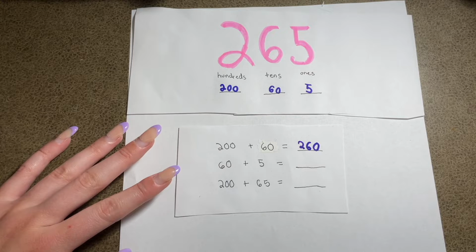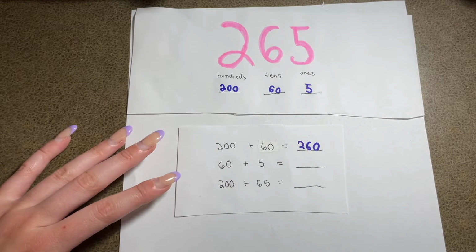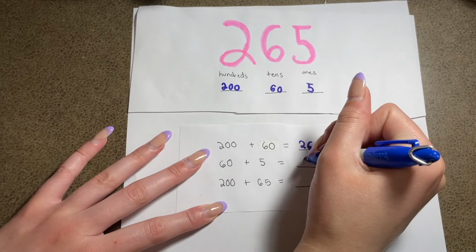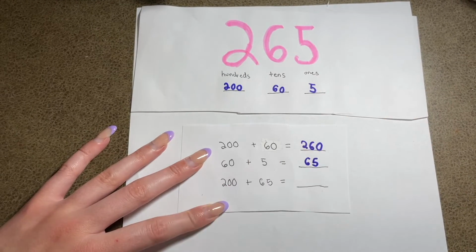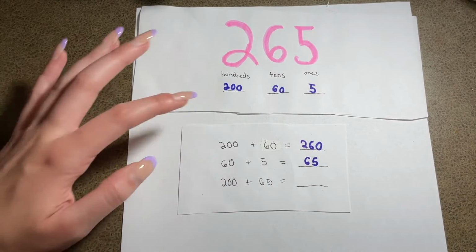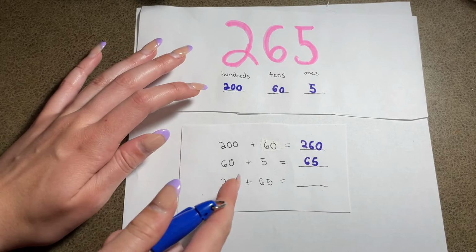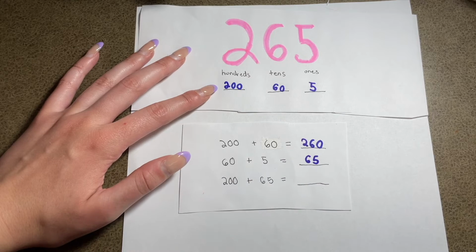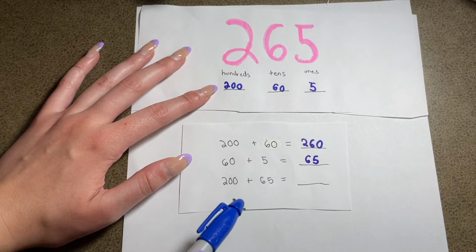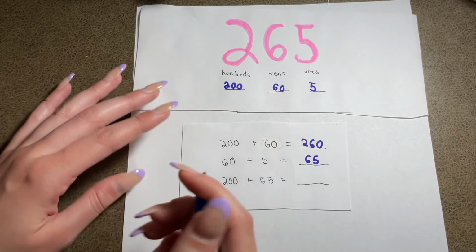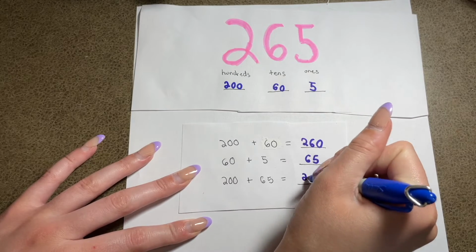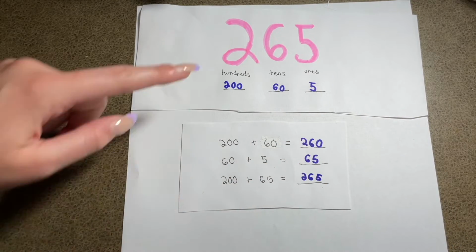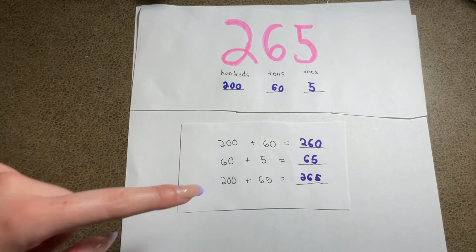If we were to add our tens number and our ones number together, which is 60 plus 5, we would get 65. Now, we're going to add our hundreds number to the combination of our tens number and ones number, which we just got, which is going to be 65 and 200. 200 plus 65 is going to be 265. So that's an example of how we can get back up to our three-digit number from breaking it down.